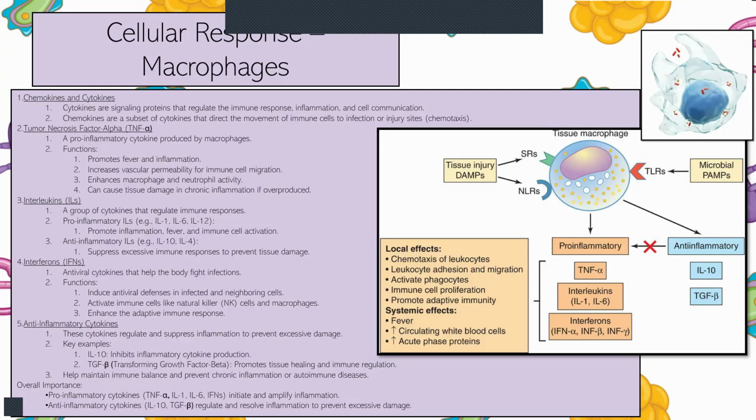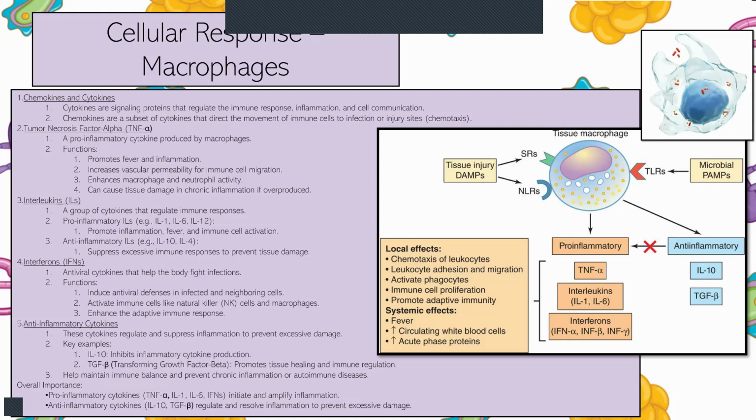Meanwhile, interferons serve as the body's early warning system against viruses. These proteins, particularly IFN alpha and IFN beta, signal neighboring cells to heighten their defenses, slowing viral replication and activating immune fighters like natural killer cells. To maintain balance, the body also produces anti-inflammatory cytokines. These are the brakes of the immune system. These are molecules like interleukin 10 and transforming growth factor beta. They suppress excessive inflammation, prevent tissue damage, and promote healing.